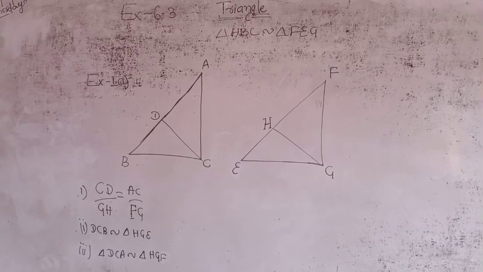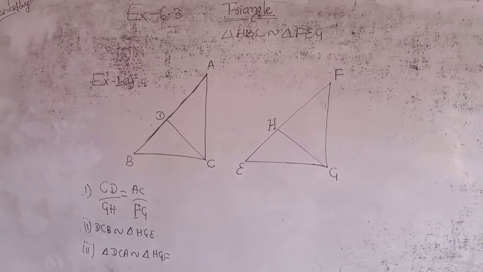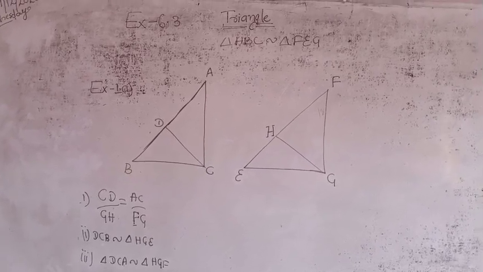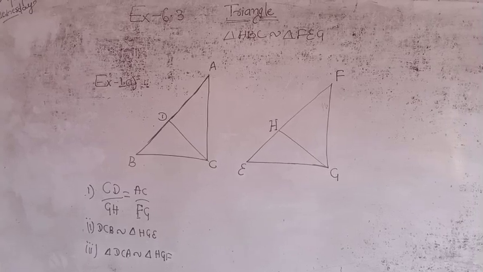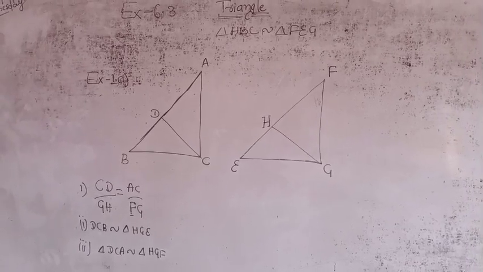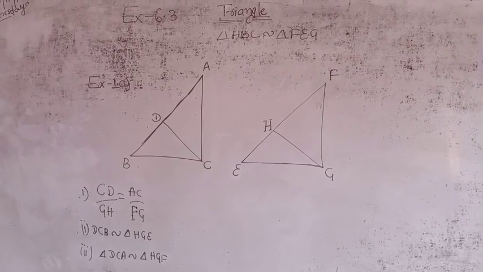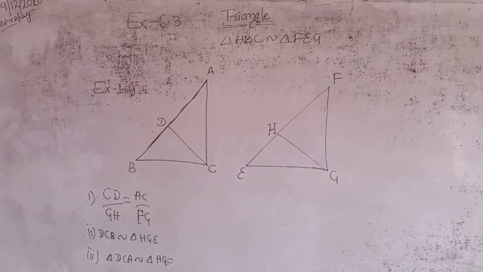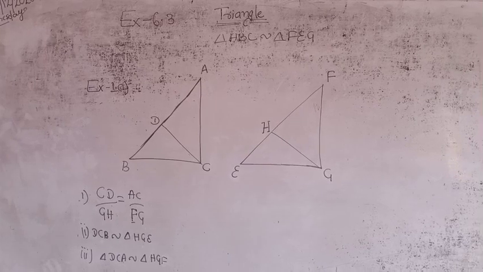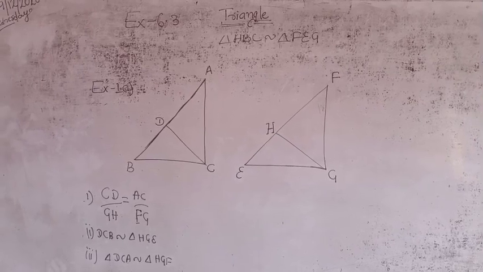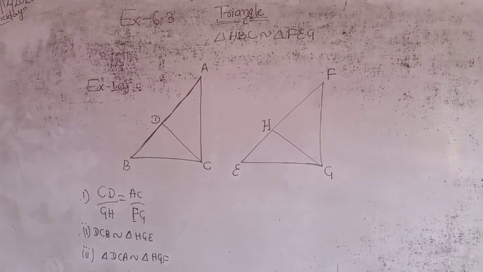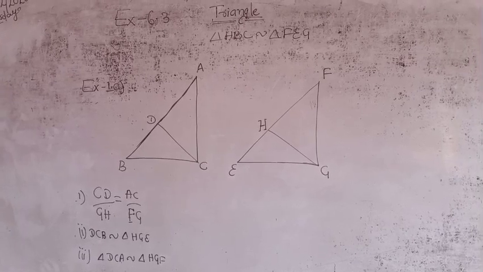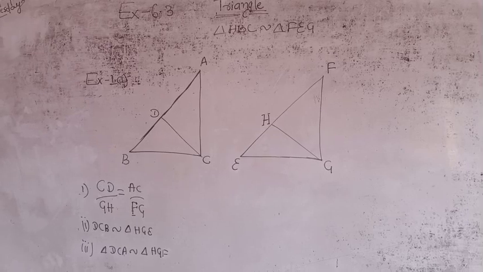In the last class, we discussed up to problem 6.3, ninth problem. Now 6.3, 10th problem. Here is a problem. In triangles ABC and EFG, point D is on the line segment AB and H is a point on side EF.